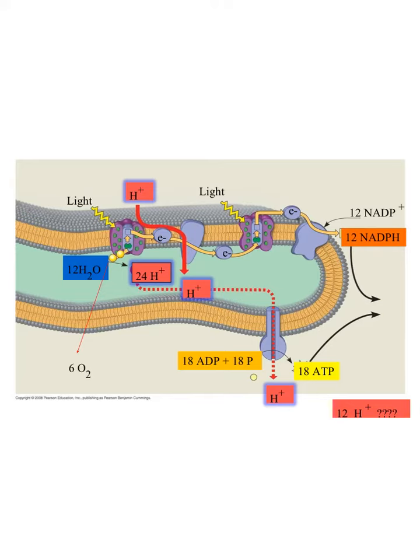Now the big question becomes, what do these 12 hydrogens do? Where do they go? Are they important? Are they just eliminated as waste? What the heck's going on with them? Well, for that, we have to go ahead and see what's happening in the light-independent reactions, the Calvin cycle reactions. So, hey, our ride isn't over yet. Hang on.